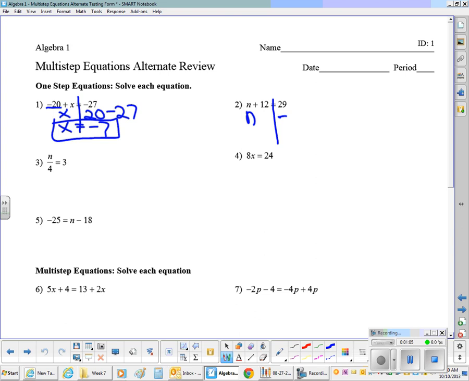When it goes to the other side, it changes the sign. It doesn't necessarily become negative. See how here the negative 20 became positive 20? On this one, the positive 12 is going to become negative 12. So whatever it is, it changes.